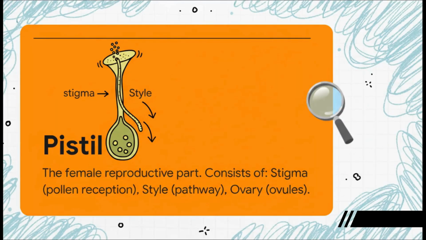All right, let's switch gears and talk about the female reproductive part, the pistil. It's got 3 main components. First, the stigma. Think of it as the landing pad for pollen. Then the style, which is the pathway the pollen tube has to travel down. And finally, the ovary at the base, which holds the precious ovules. It's a simple, logical path. Pollen lands, it travels, and it arrives at its destination.